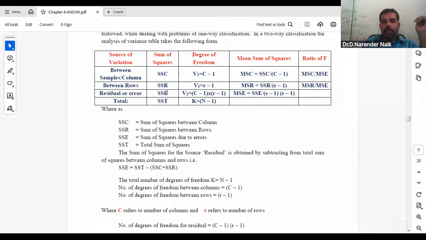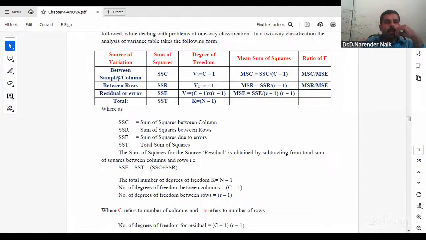SSR, V1 is equal to R minus 1. See, V1 in the first column, and in the second column also we got V1 two times. This is very much important. Carefully, you have to observe. So the next MSR, then MSR divided by MSE. The residual or error, SSE, then V2, that is C minus 1 into R minus 1. MSE is equal to SSE divided by C minus 1 into R minus 1. Then total, that is K is equal to N minus 1.